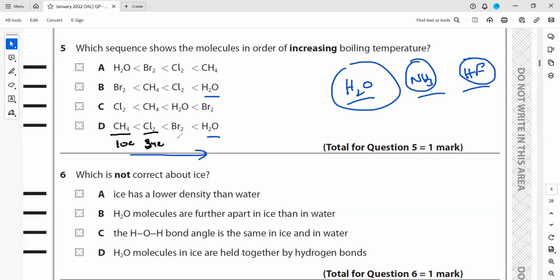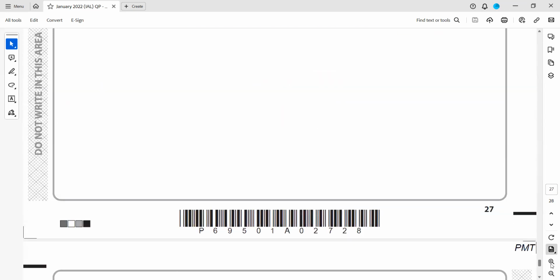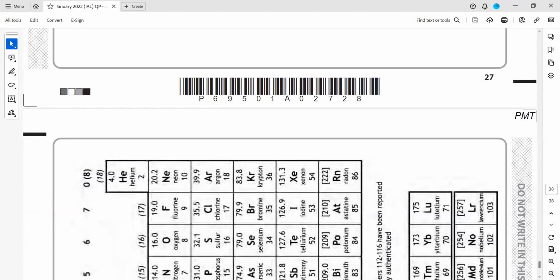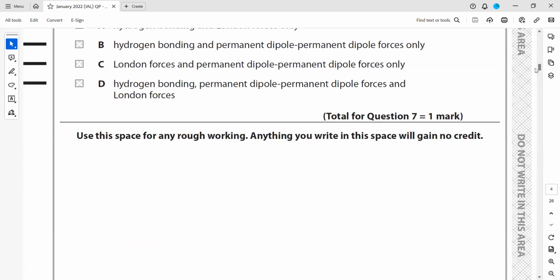Bromine is there. When you check the periodic table, 39, I guess, for bromine, 35. So bromine is 35 and then 35 multiplied by 2.